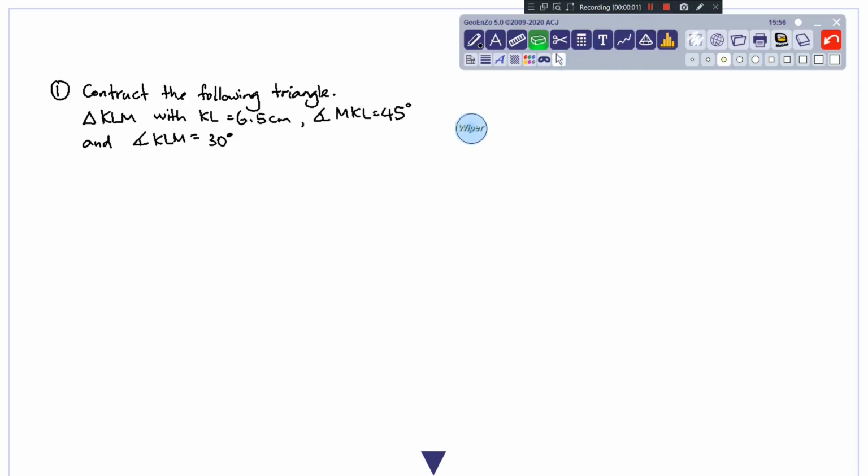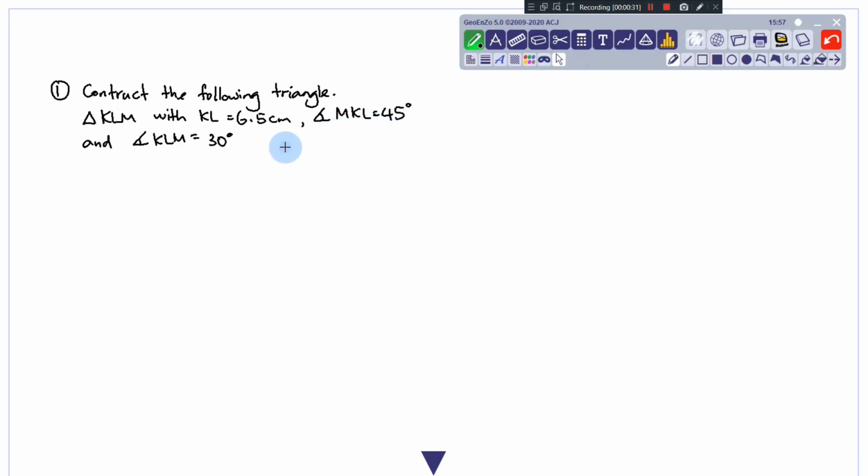Hi everybody, in this video, let's learn how to construct a triangle or a quadrilateral when certain constraints are given to us. Let's look at this first example. Construct the following triangle. Triangle KLM with KL equal to 6.5 cm, angle MKL equal to 45 degrees, and angle KLM equal to 30 degrees.